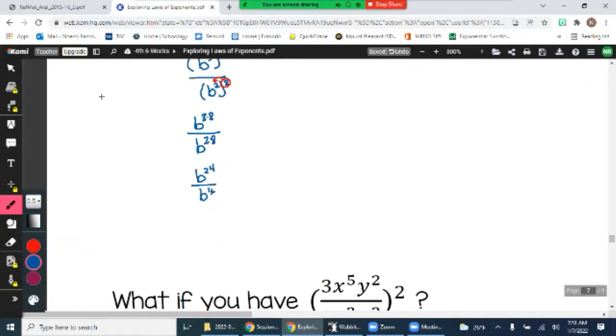Now we are dividing 2 powers with the same base. This is the part that we learned yesterday. 1 power, the same power, dividing. So what you do is subtract the exponents. 24 minus 16, becoming b to the power of 8.